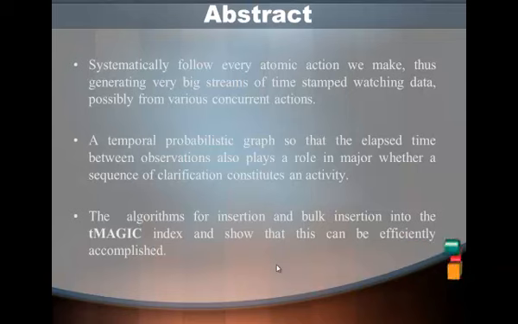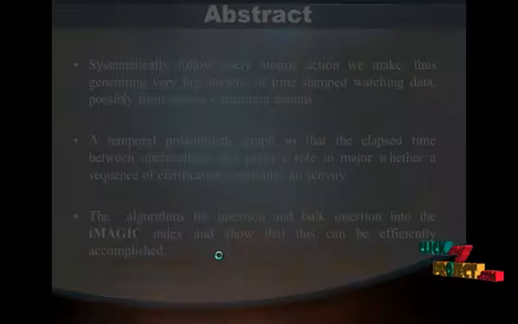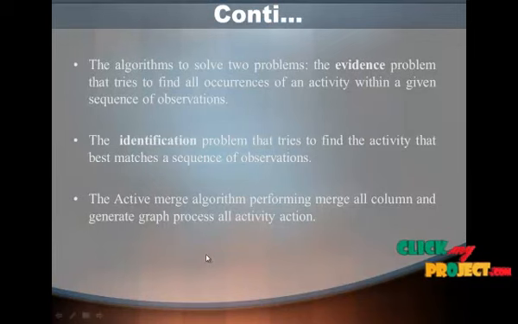In this, our activity process is every transaction and access process, calculating for every movement process. The algorithm for insertion and bulk insertion into the T-magic indexing can be effectively accomplished. The algorithm solves two problems, and the evidence problem tries to find the occurrence of the activity with a given sequence of observations.